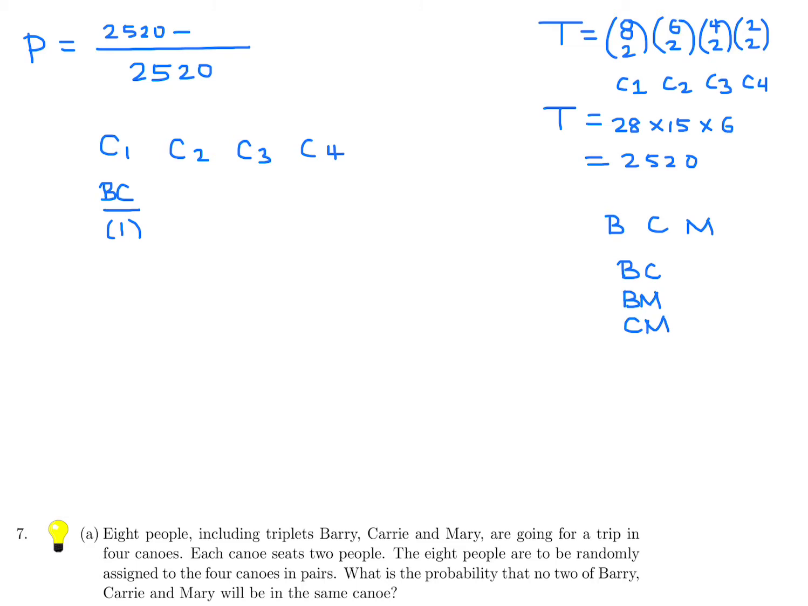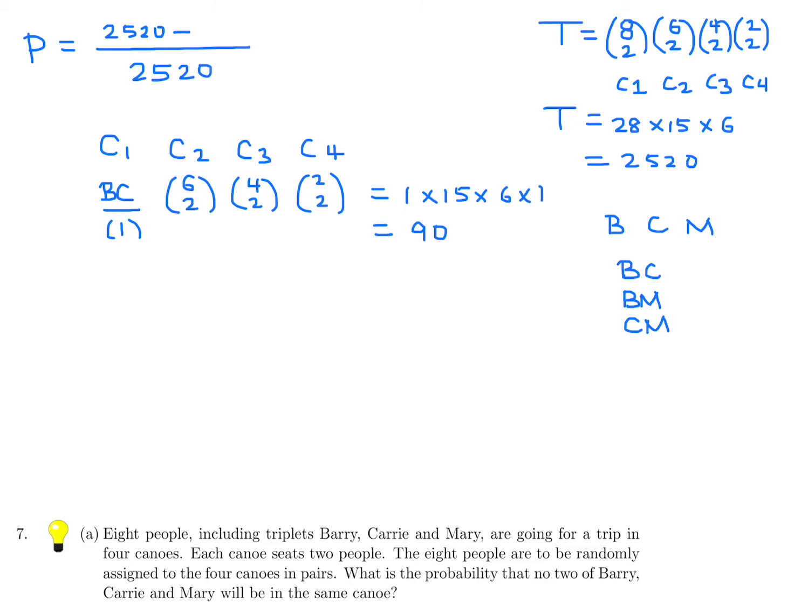Now, for canoe 2, from the 6 people that are remaining, choose 2. For canoe 3, from the 4 people that are remaining, choose 2. And for C4, from the 2 people that are remaining, choose 2. So that's going to give me 1 times 15 times 6 times 1, which is 90. Okay, that's a very important number, 90.